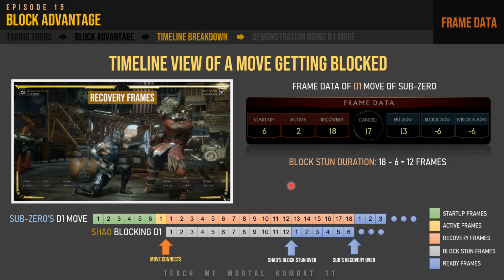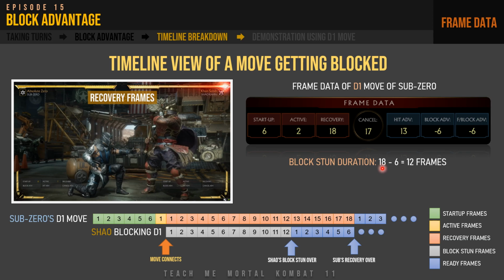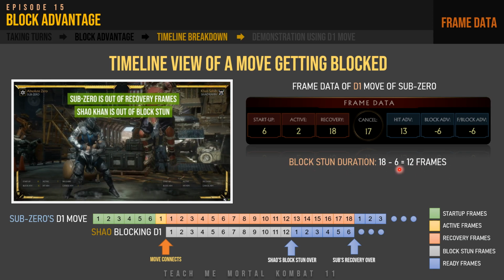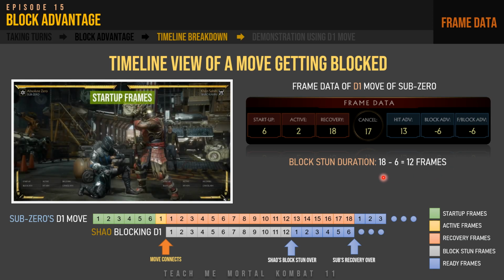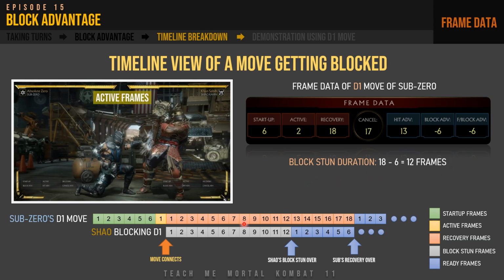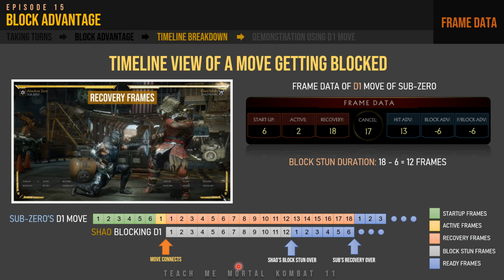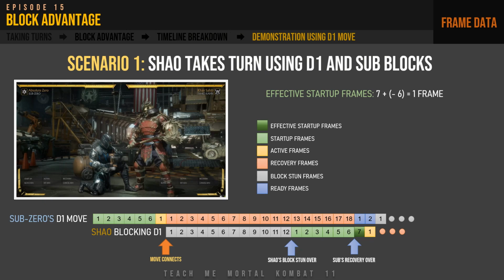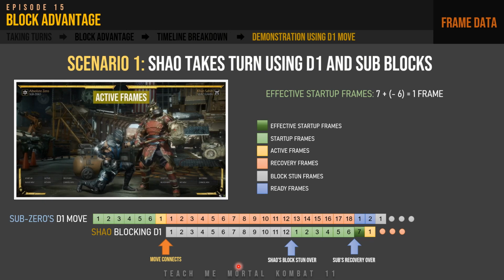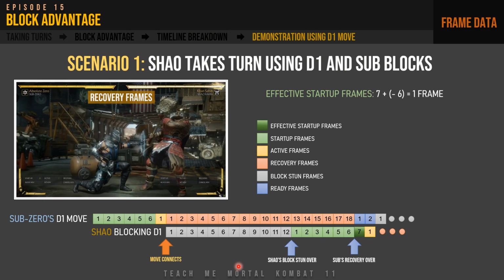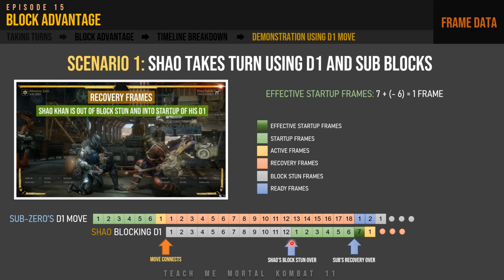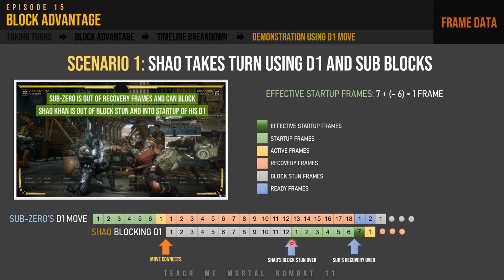In other words, if we do the math, we find that the block stun duration is 18 minus 6 equals 12 frames after the active frame of the move connects with the defender. Let's consider a few scenarios to see the effects of follow-up attacks by each player after an attack is blocked by the defender. In the first scenario, let's say the defender Shao Kahn, after blocking a negative move, takes his turn and frame perfectly performs his own down 1, which has a 7 frame startup.